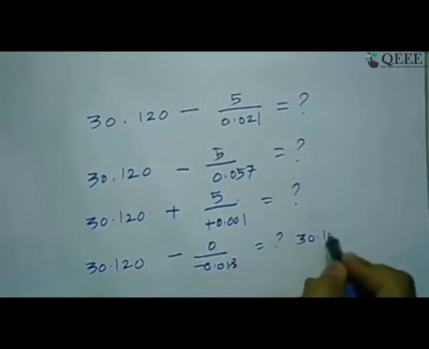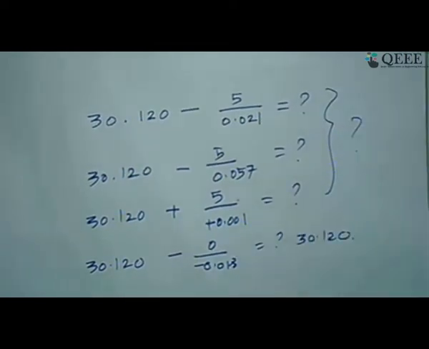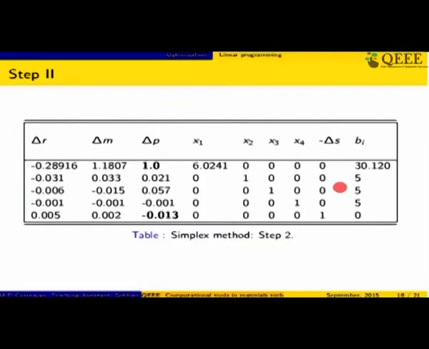This is 30.120 itself. So can you calculate these three numbers and tell me what they are? You can type it in the chat window. We will see what those numbers are. Of course, they are to be done for each one of these columns.